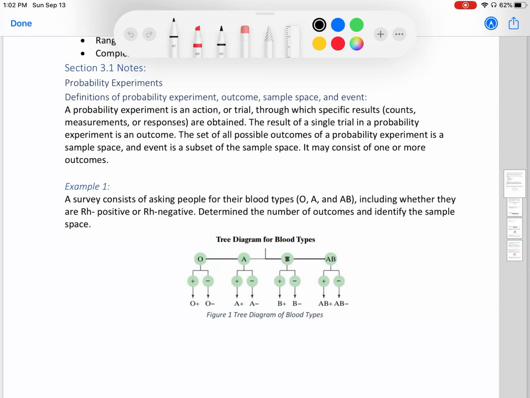A probability experiment is an action or a trial through which specific results, such as counts, measurements, or responses, are obtained. The result of a single trial in a probability experiment is an outcome. The set of all possible outcomes of a probability experiment is the sample space, and an event is a subset of the sample space. It may consist of one or more outcomes.